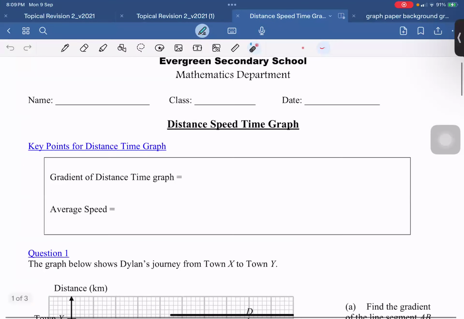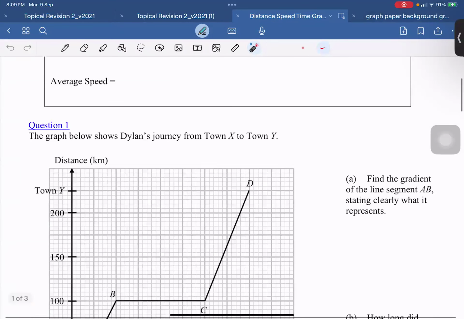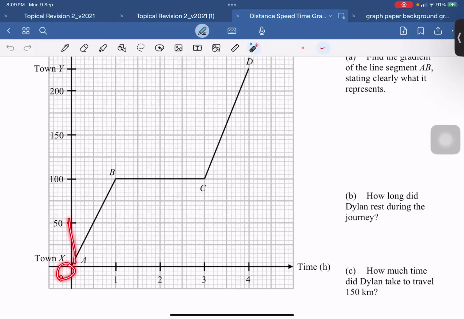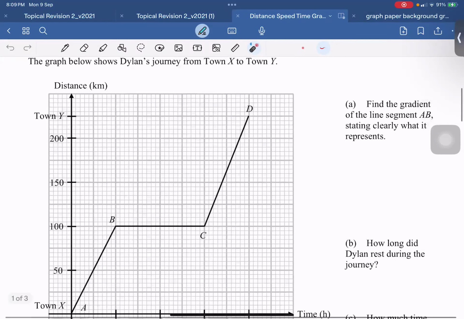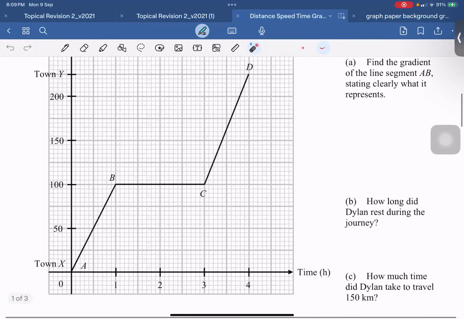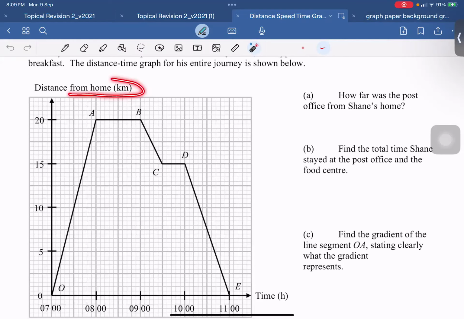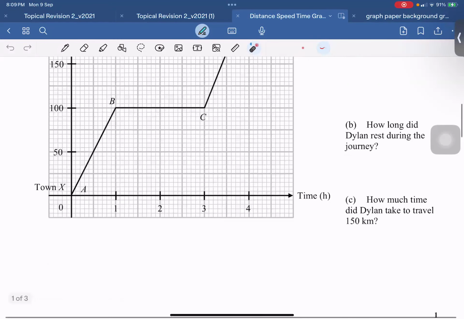So for distance time graph, there are two types. One is distance that keeps on increasing. It's the total distance that you travel against time. Another type is distance from a fixed point. For this kind, the distance can go up and then come down. When I go away from the house, my distance increases, but when I return home, my distance will decrease. So there are two different types.